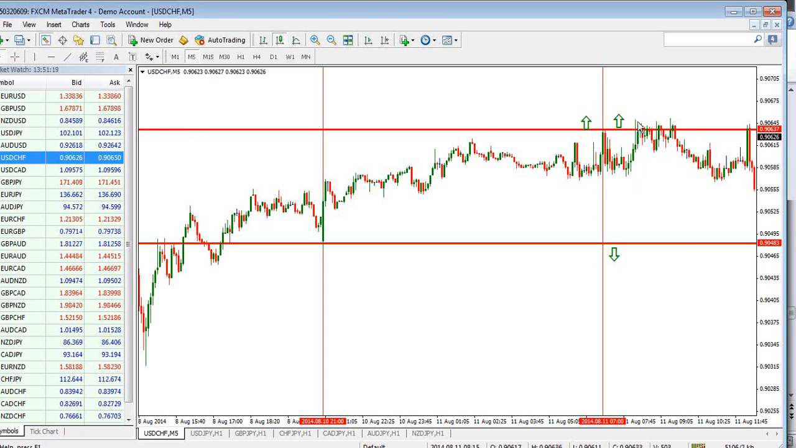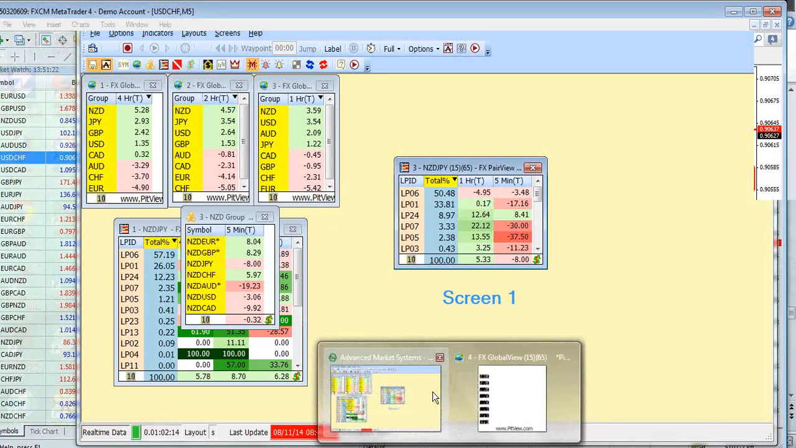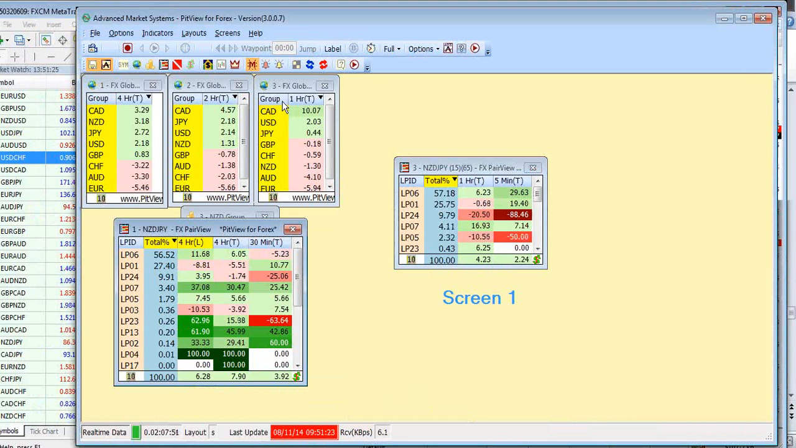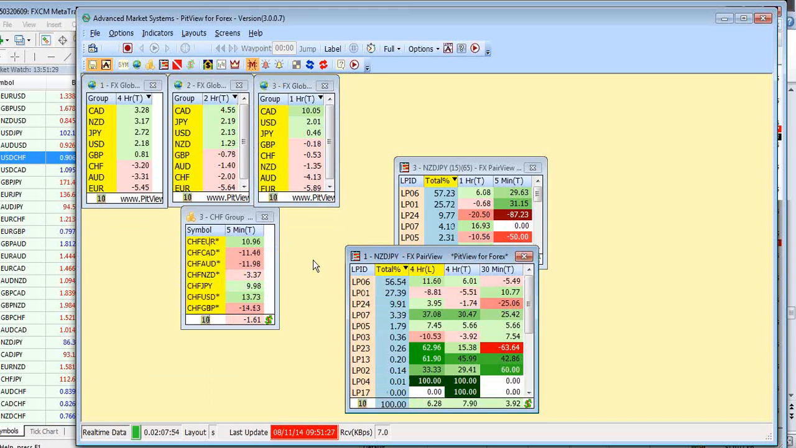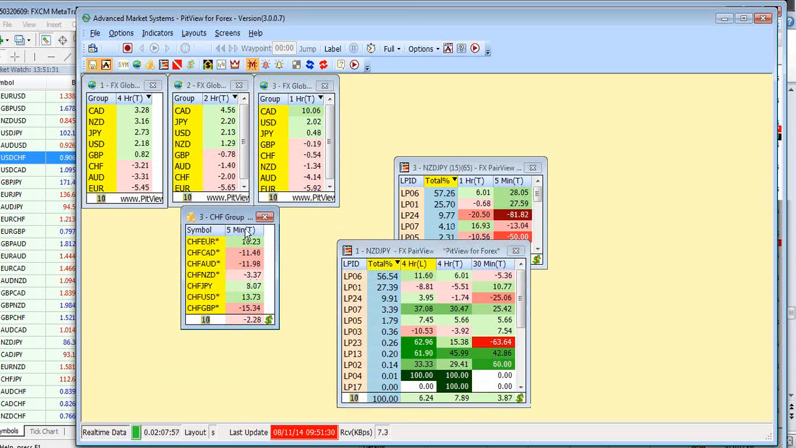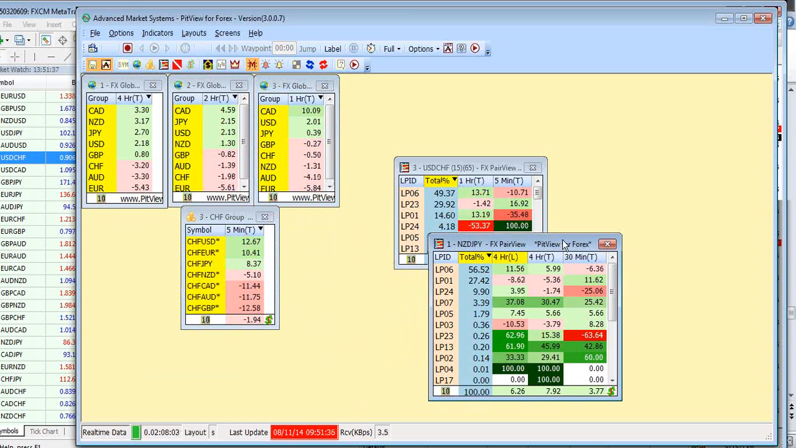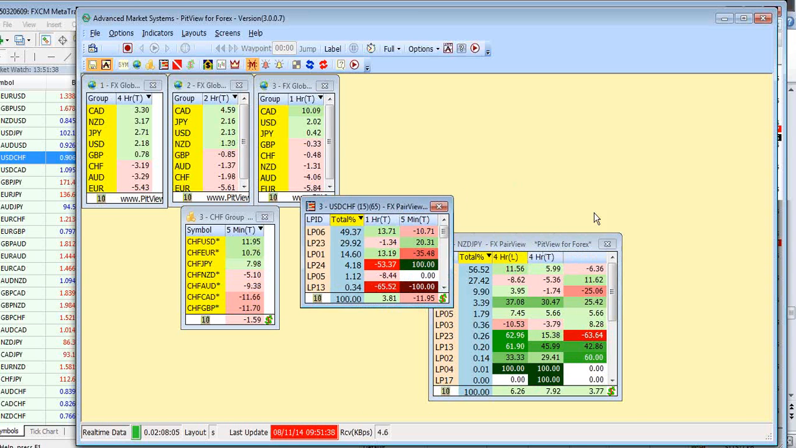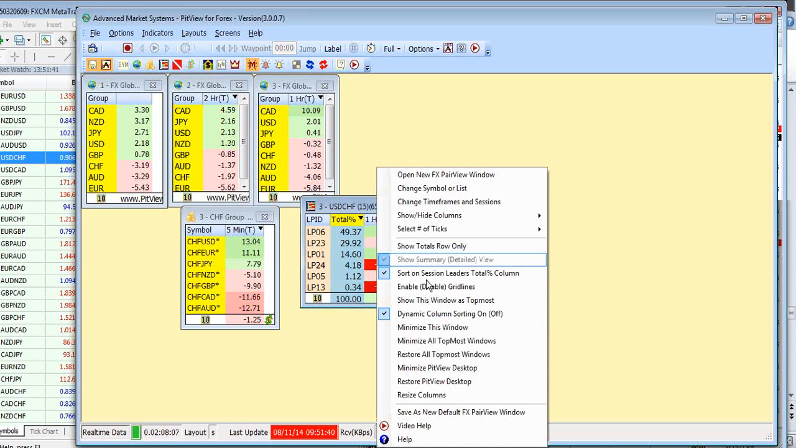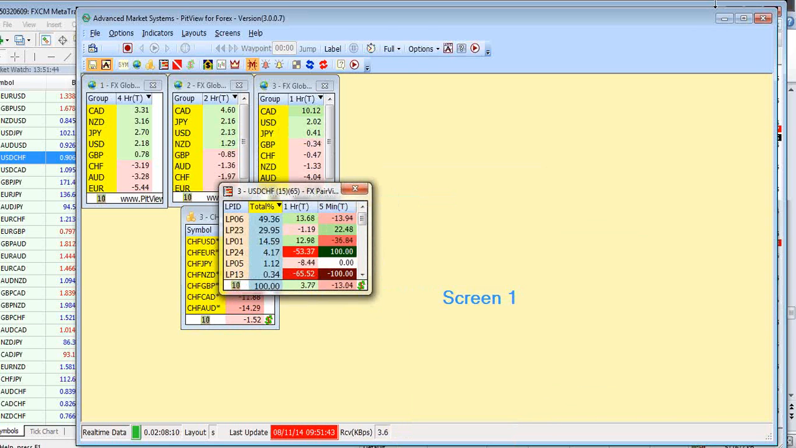However, this morning on PitView, when it broke this Asian high, if you were to look at something like, let me show you the pair view on here. It's showing all green now. Here we go. Let me put this as topmost. There we go.